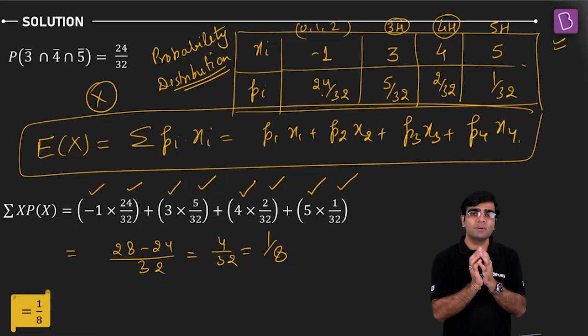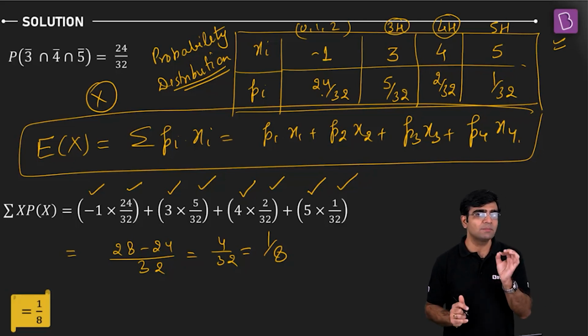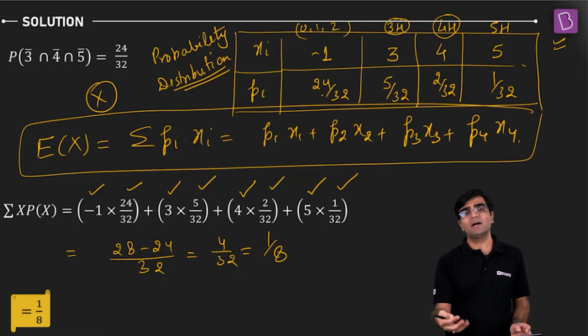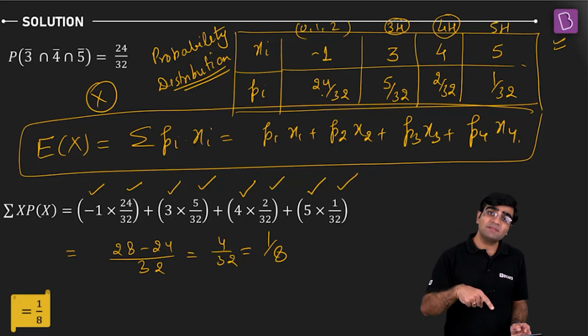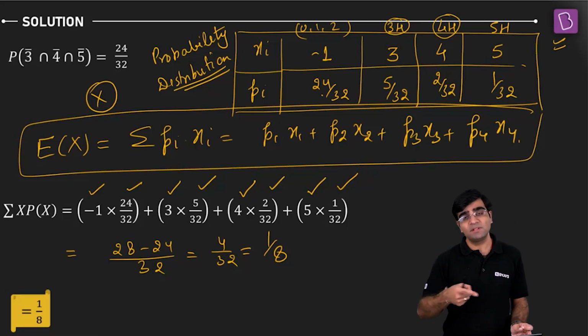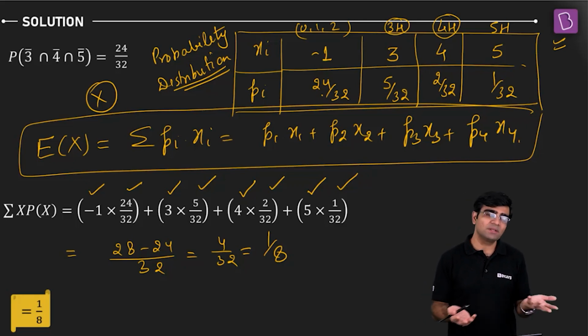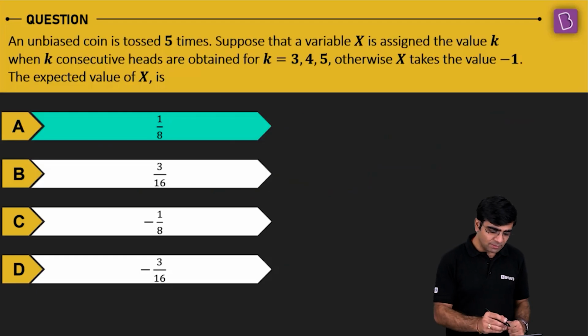So I hope you remember the formula. The expectation value for the random variable X is sigma pi xi. That is, I have 4 cases, so I'll have P1x1 plus P2x2 plus P3x3 plus P4x4. P1 is the probability associated with the value x1. So I've plugged in the values, simplified, and we got the answer 1/8, which becomes nothing but the A option.